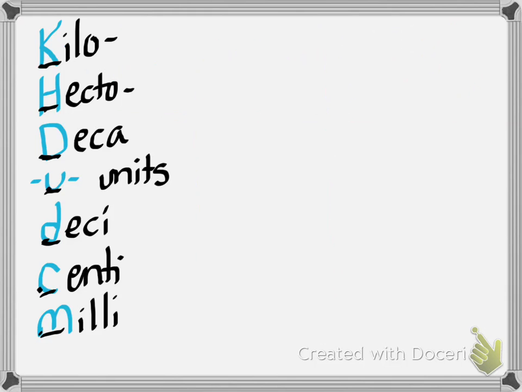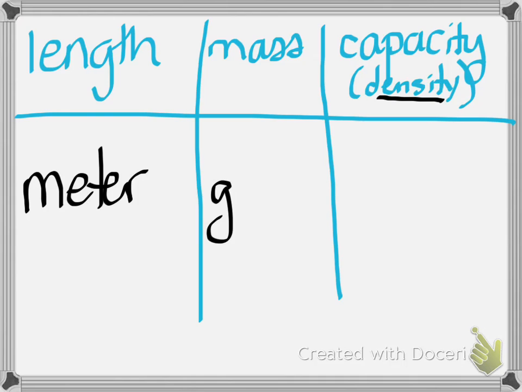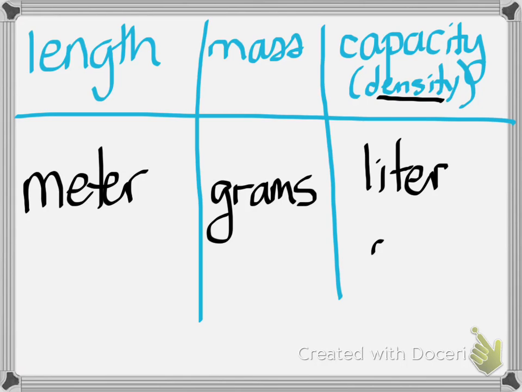So the U that I was talking about for units, there are 3 types of units. There's units for length, mass, and capacity, which, especially in science, we refer to as density. So length is in meters, mass is in grams, and capacity is in liters. It can also be in cubic centimeters, cm, but liters is the main one. So meters, grams, and liters.